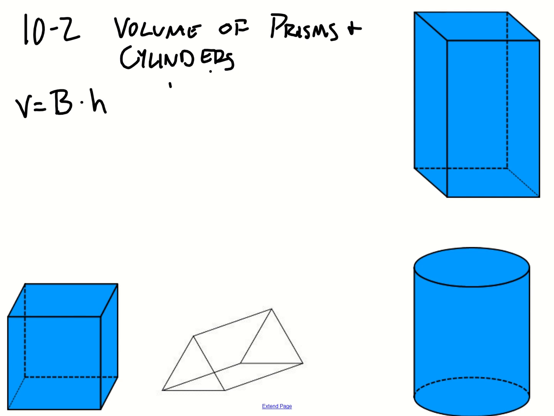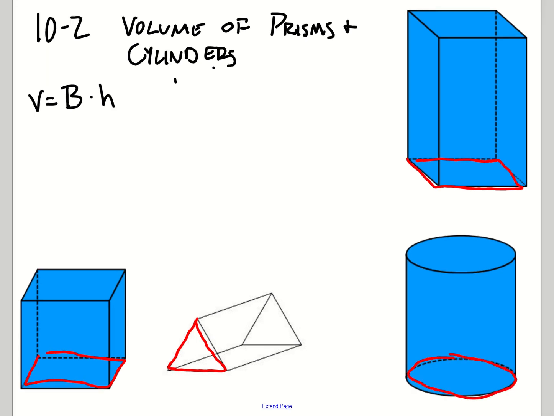base times height. Now, this looks easy, but it gets a little bit confusing because remember that the base of our shapes sometimes is different. The base of this prism down here is a triangle. The base of this rectangular prism is a rectangle. The base of this cube is a square, and the base of this cylinder is a circle. So for all four of these shapes, I have four different bases that exist. And so I have to know what is my area of finding each of these bases. So this is going to be where I want to look back on my last chapter.